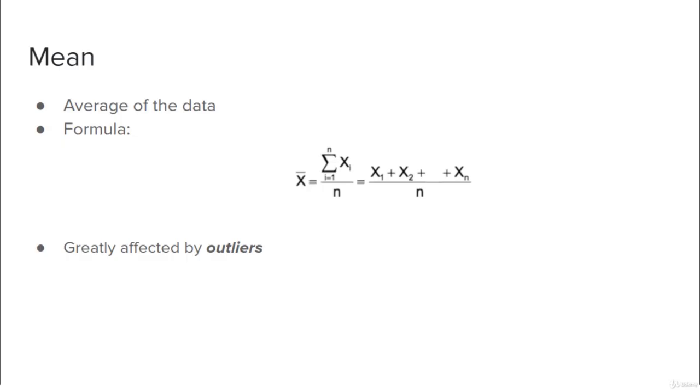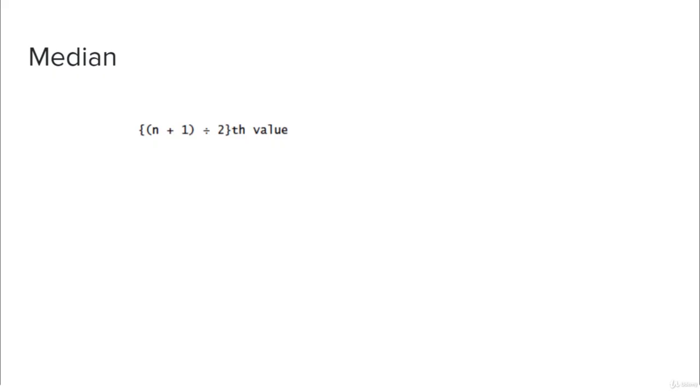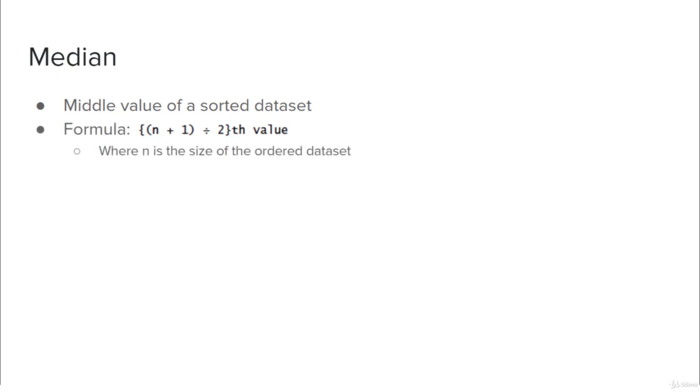We need another method. For that, median comes to the rescue, and it tells us the middle value of a sorted data set. This is the formula, and here n is the size of the ordered data set. There are two rules to follow whenever we are using the formula, but before we go into that, n is the size of the ordered data set.